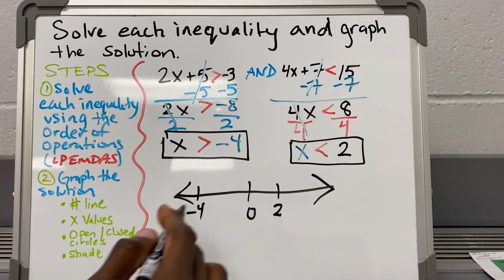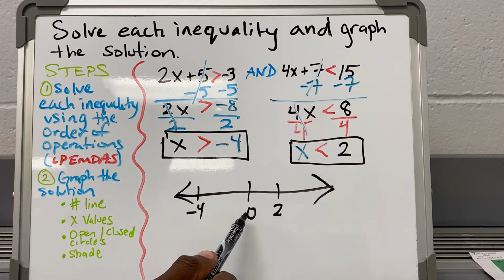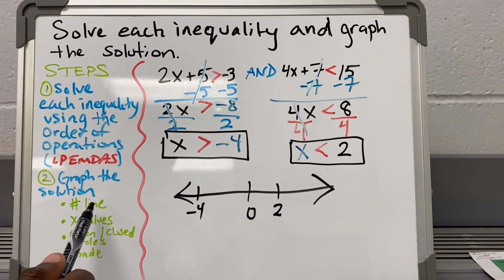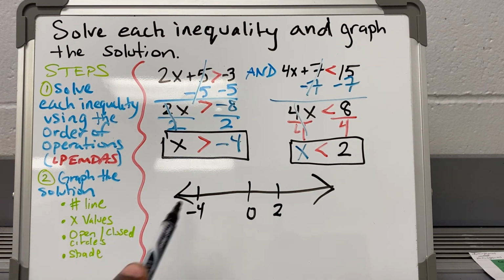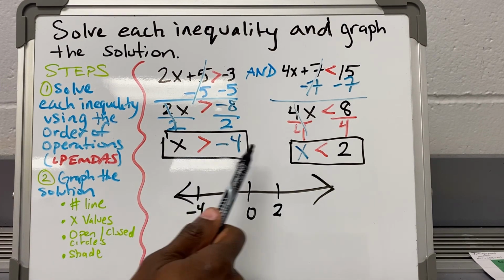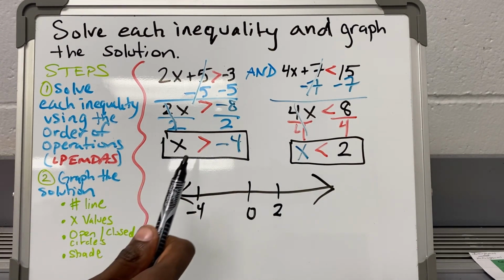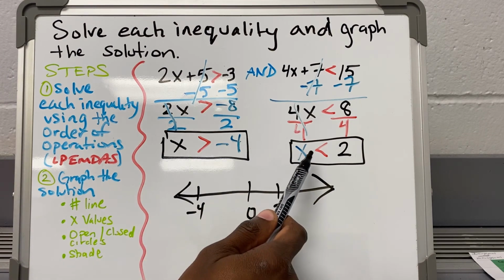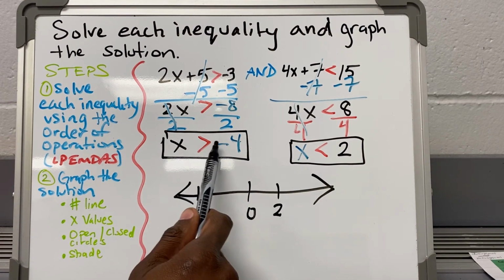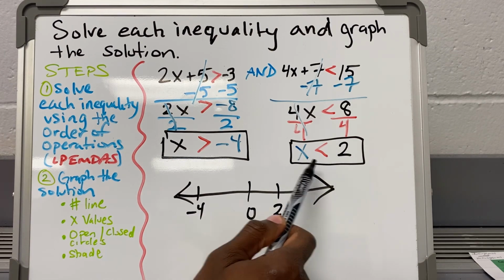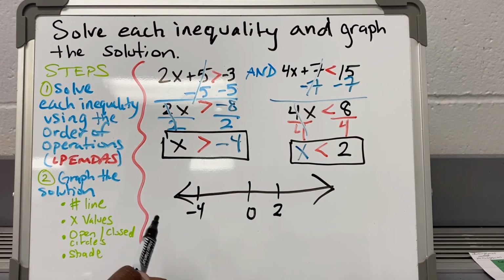So my number line is good now. 0 somewhere in between the 2 and the -4, right in that number line. That part is done. All right. The x values are done because that's what I did. I put in these x values here. Now, open or close circles. These are going to be open circles. The reason they're going to be open circles is because this is greater than and this is less than. They're not greater than or equal to. It's not less than or equal to. So you can't close the circle if it's not equal to.